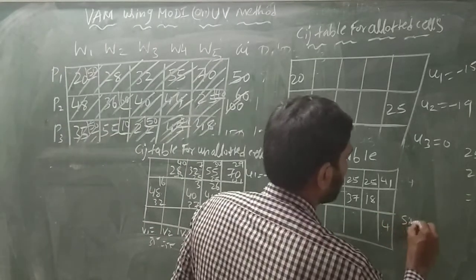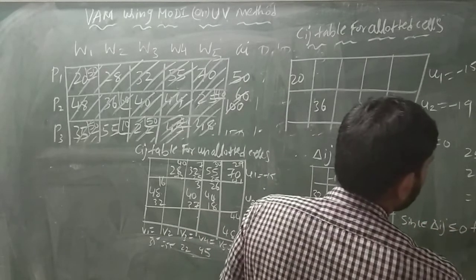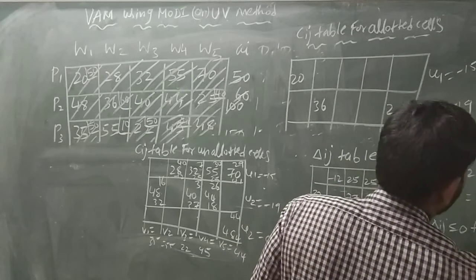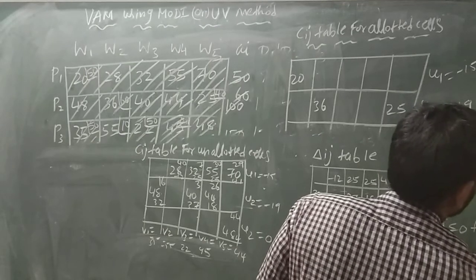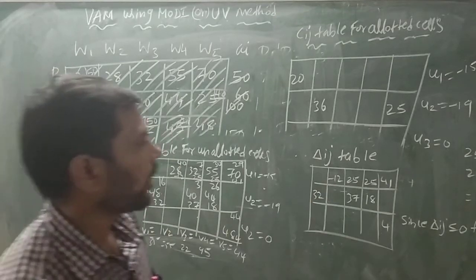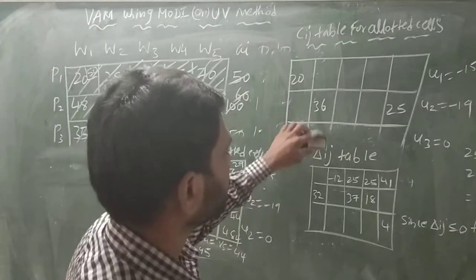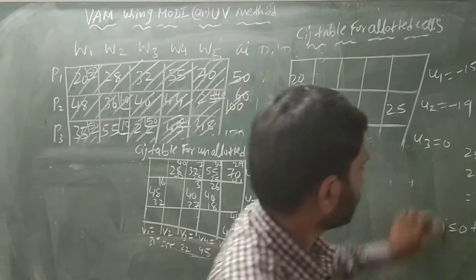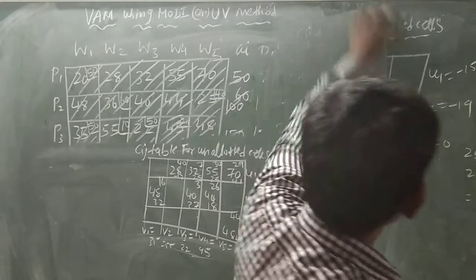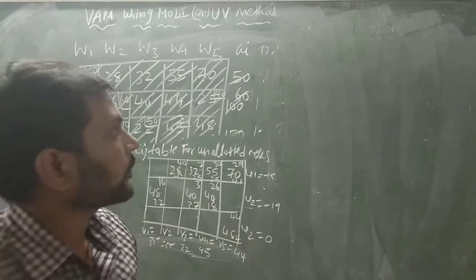So since delta ij is not all greater than or equal to 0, the optimal solution is not reached. The optimal solution is not reached because one negative value is there. So now we have to find the improved solution using the looping method.